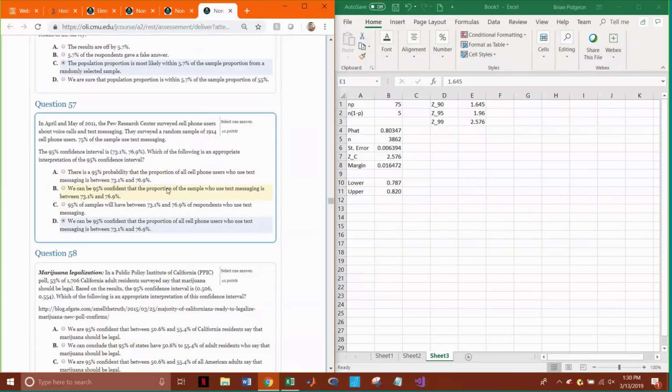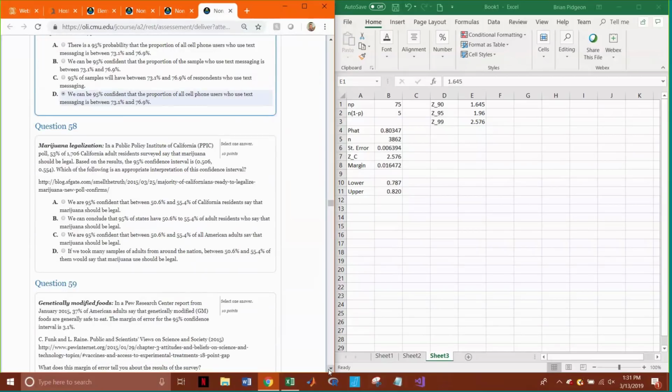We don't make inferences about a sample. We make inferences about the population, all cell phone users. So we can be 95% confident that the proportion of all cell phone users who use text messaging is between 73.1 and 76.9. Same thing with this one.